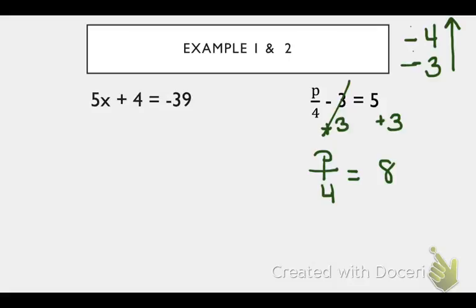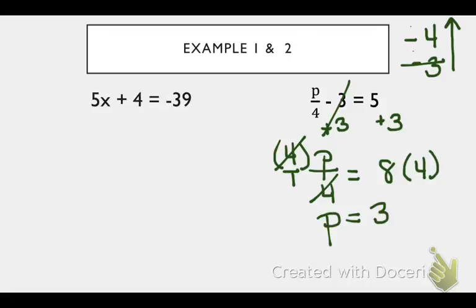Now, undid the minus 3, I just have to undo the divide by 4, which means I multiply both sides by 4. So notice I put the 4 like it's up in the numerator. Sometimes if you put 4 over 1, it's easy to see then that your 4's cancel. And I'm left with P equals 32.